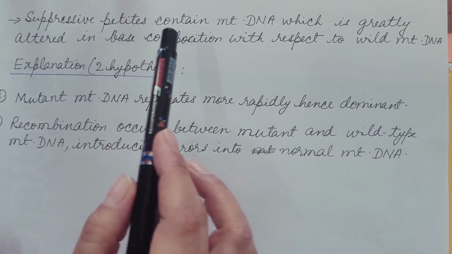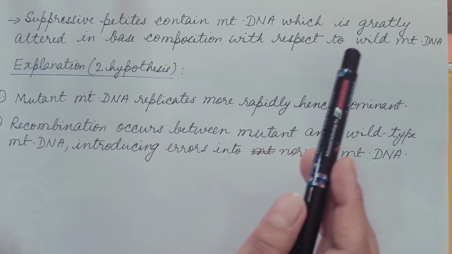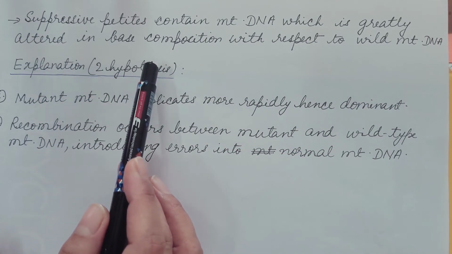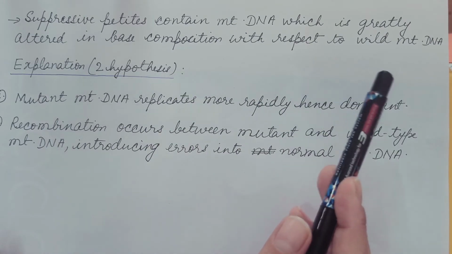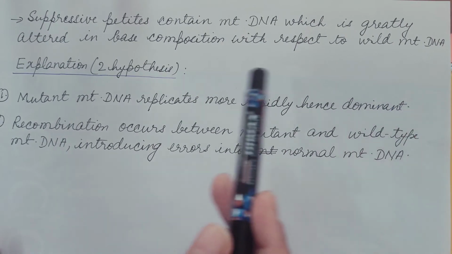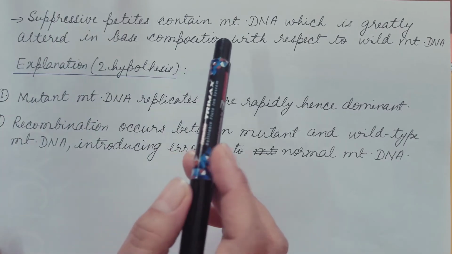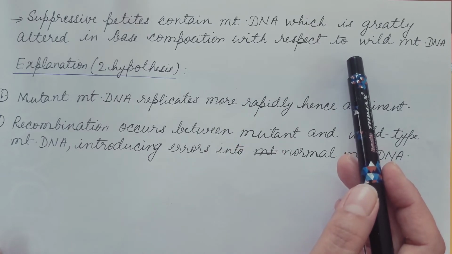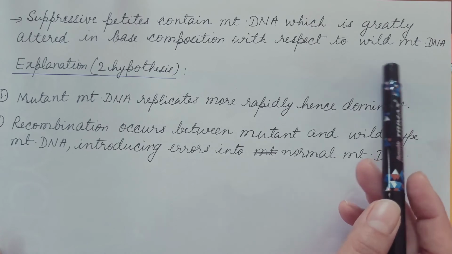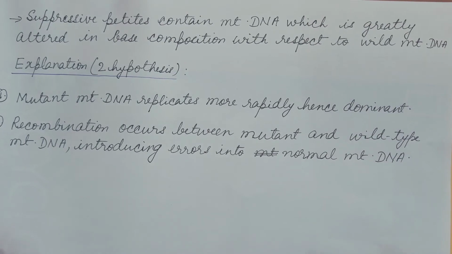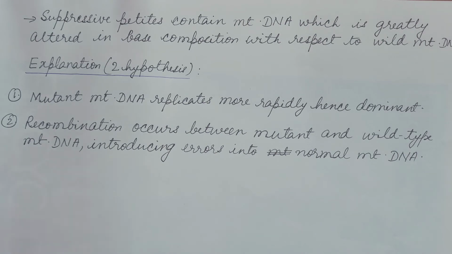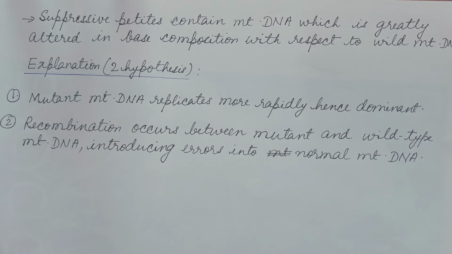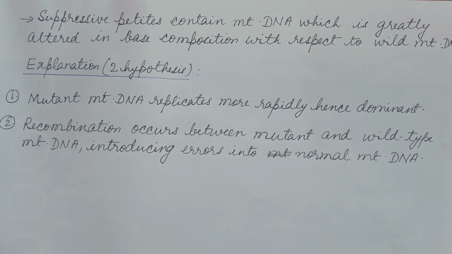Suppressive petites contain mitochondrial DNA which is greatly altered in base composition compared to the wild mitochondrial DNA. Hence, these suppressive petites contain mutated mitochondrial DNA, while the normal ones contain the normal mitochondrial DNA, which is also known as wild type. So the progeny which we get as a result of the cross between suppressive petite and normal haploid cell are all petite.